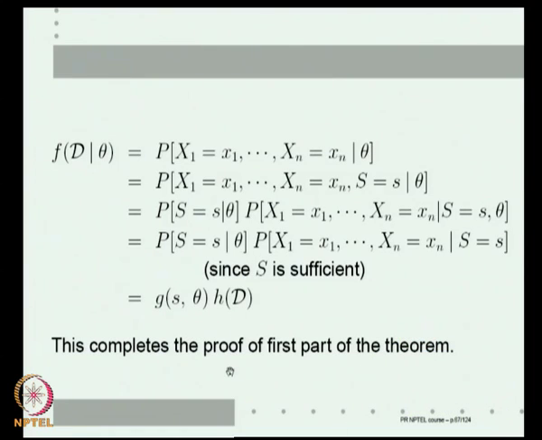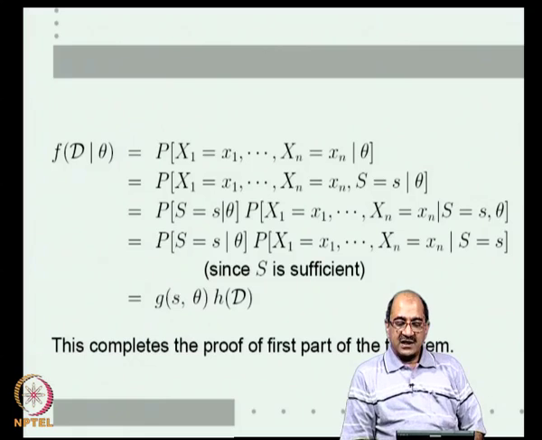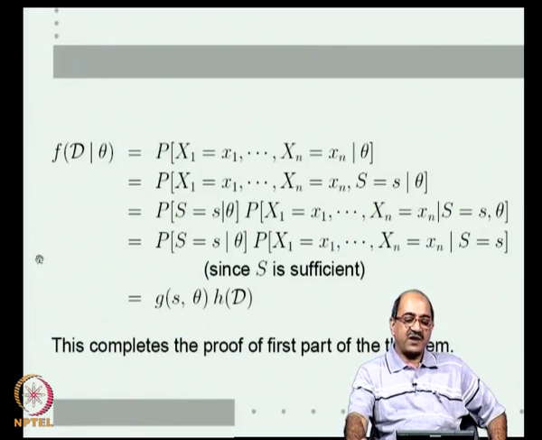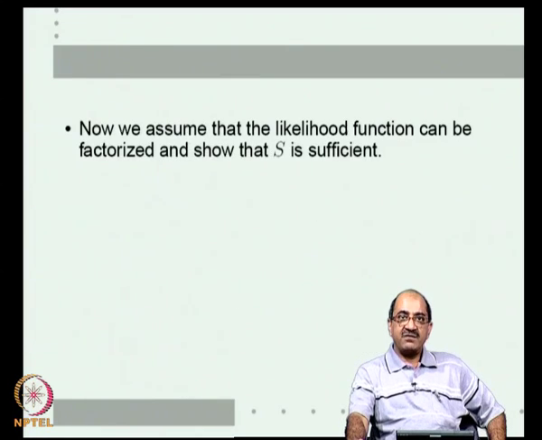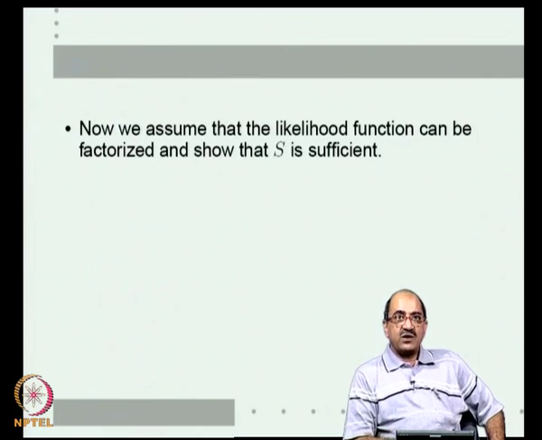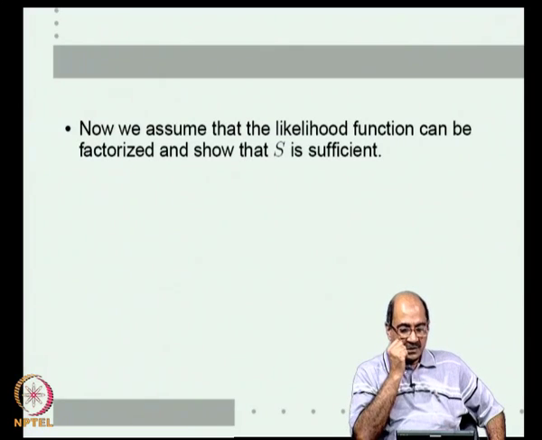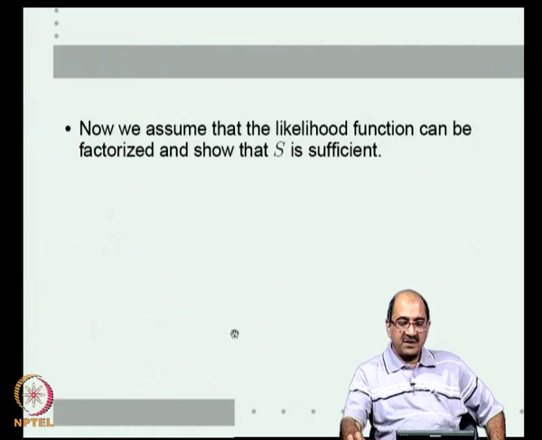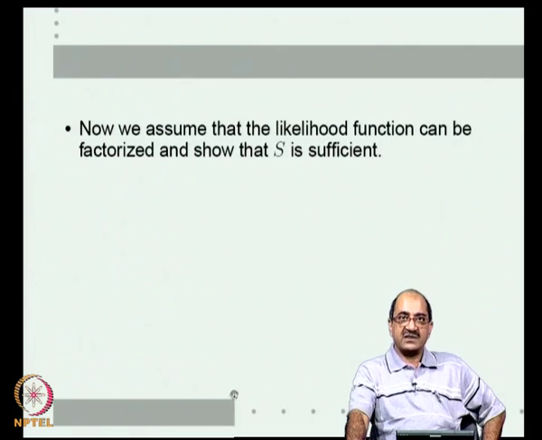So, that completes the first part of the proof. Okay. The theorem states that S is sufficient if and only if the likelihood factorizes. What we have shown here is that if S is sufficient, then the likelihood factorizes as needed. Okay. So, that completes the first part of the proof. The second part, we have to show that if the likelihood can be factorized, then S is sufficient. Okay. Then the proof will be complete. So, let us show that also. If the likelihood can be factorized, we show that S is sufficient.